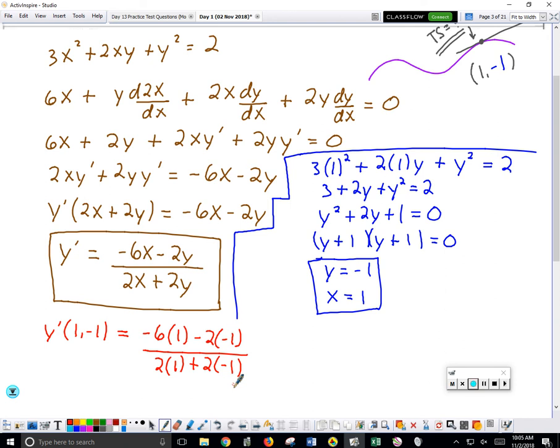Sorry, can you say it one more time? If the tangent slope is some number divided by 0, then the curve will have a vertical tangent.